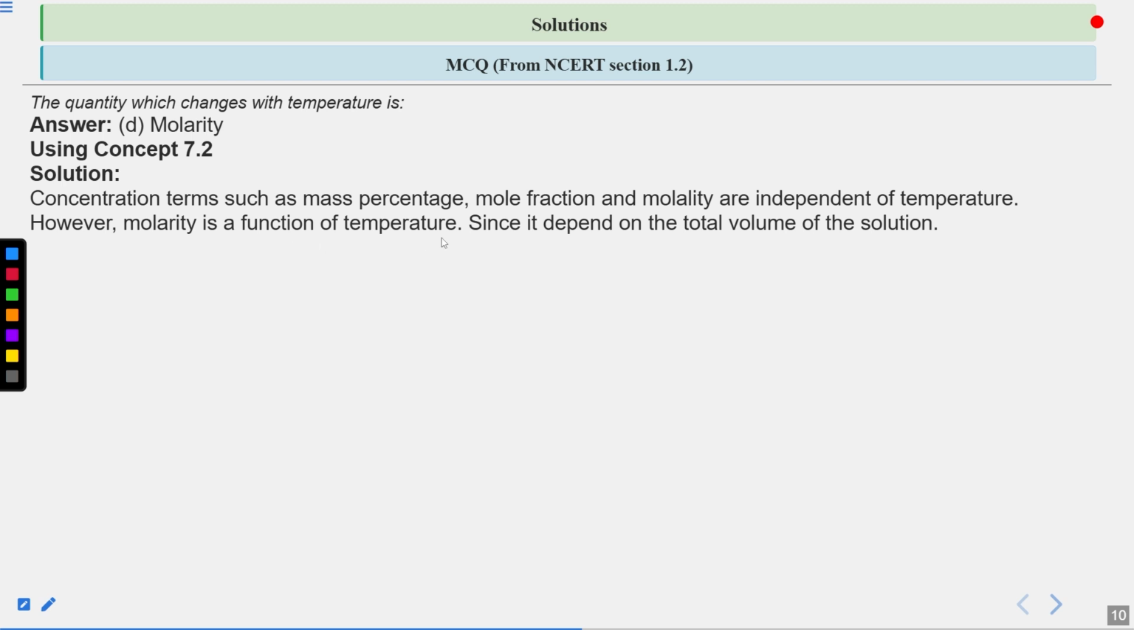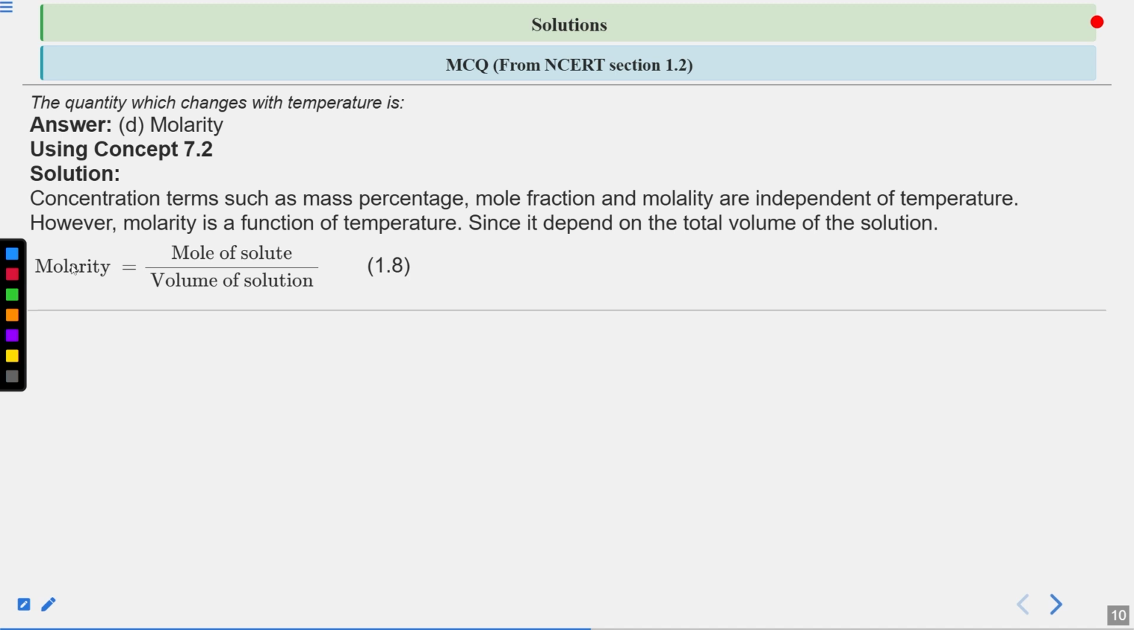However, molarity is a function of temperature, since it depends on the total volume of the solution. Why is it so? Because molarity is the number of moles of solute divided by the volume of the solution. Now, volume depends upon the temperature because it will change with the change of temperature. If you change the temperature of the solution, the volume will also change. So molarity changes with the temperature because it depends upon the total volume of the solution.